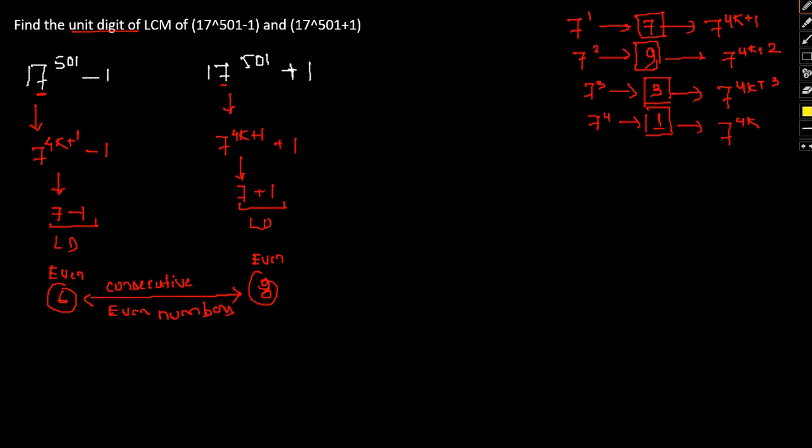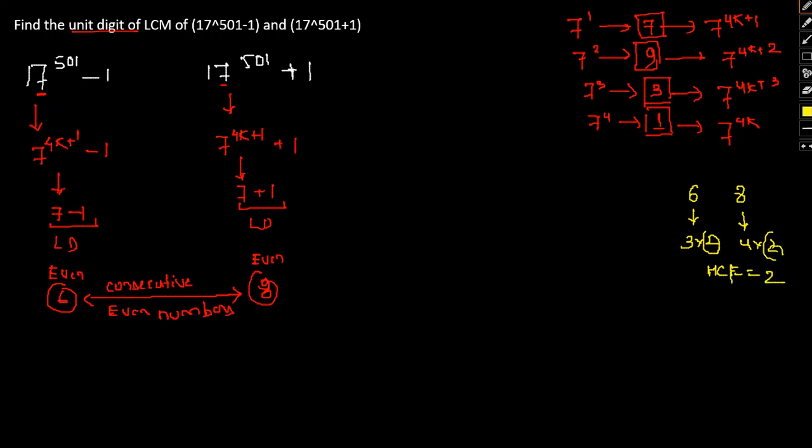Now let me give you an example. Say I take an example of 6 and 8. 6 can be written as 3 into 2, and 8 can be written as 4 into 2. Their HCF will be the common part, that is 2.